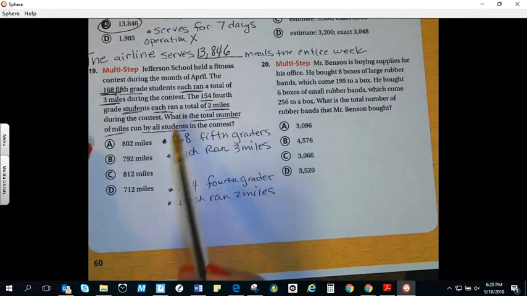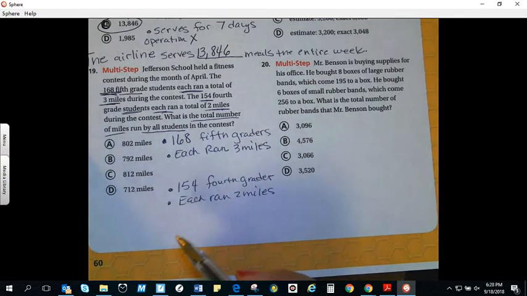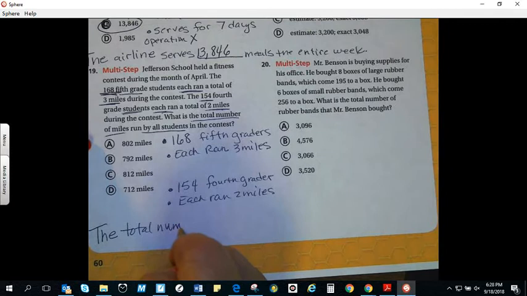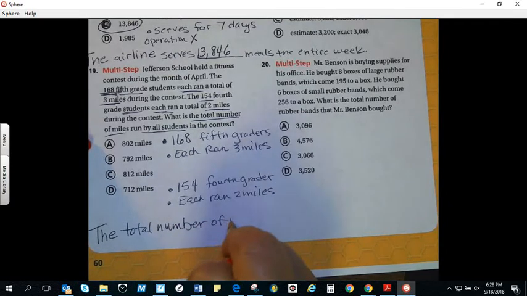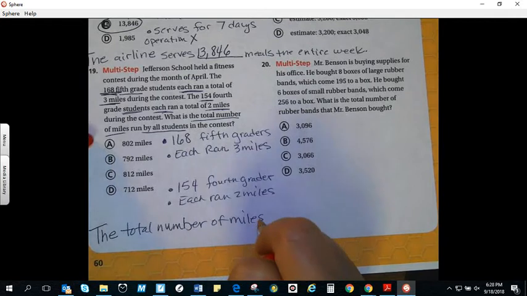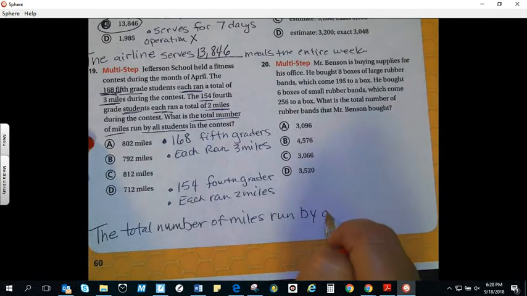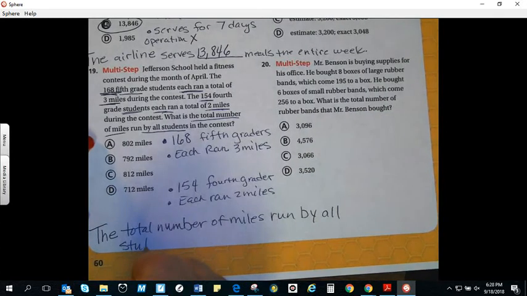My question is what is the total number of miles run by all students in the contest? Okay, so I'm going to rephrase it to a statement: the total number of miles run by all students is blank. Okay? Multi-step, right? So pause it if you need to pause it so that you can take a look at it. I simply broke it up.